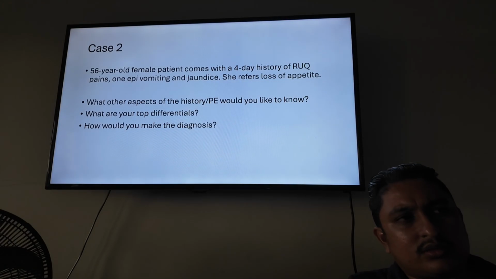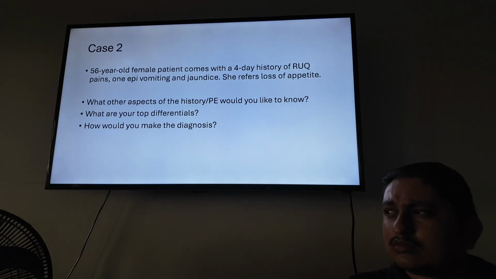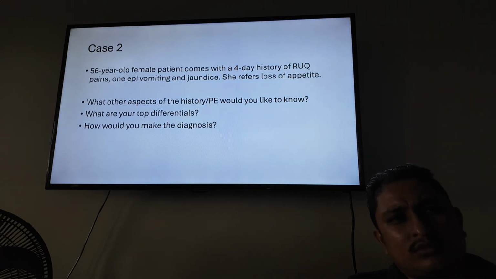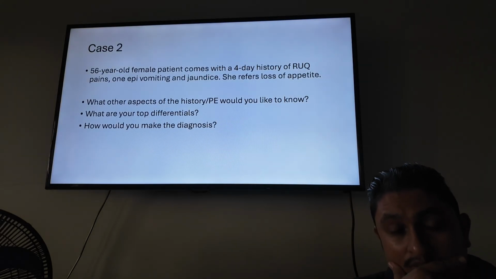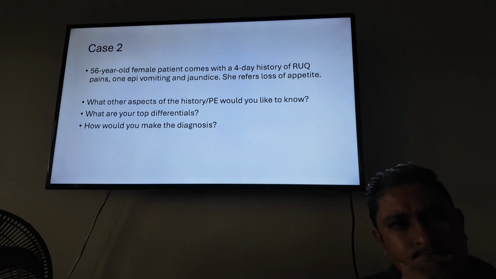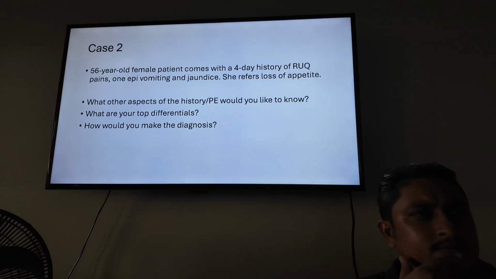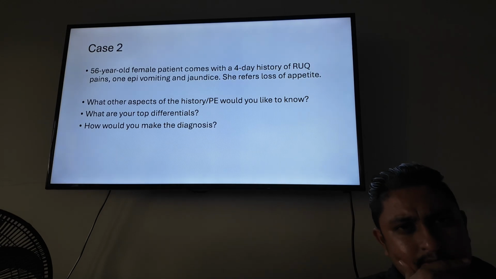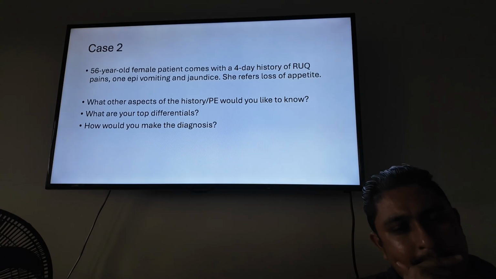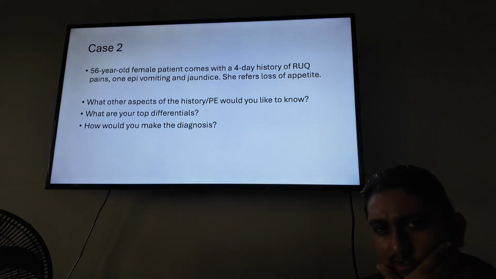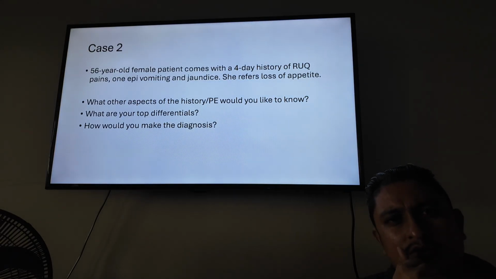So what are your top differentials? Cholecystitis is very important. Probably cholecystitis. She has a little bit of fever, so I would be concerned about something like cholangitis. Right? As well as the other ones, the choledocho. Yeah, stone in the common bile duct, right?